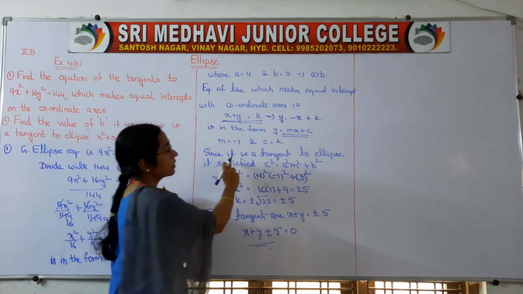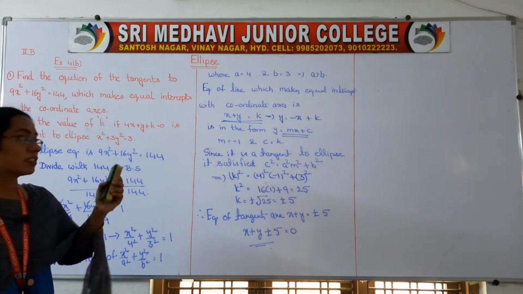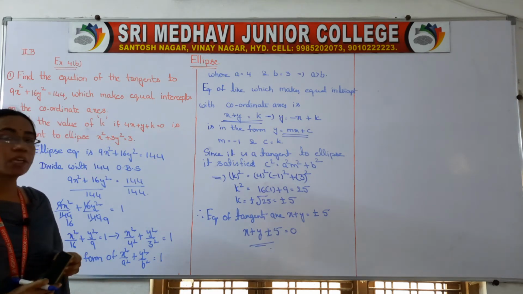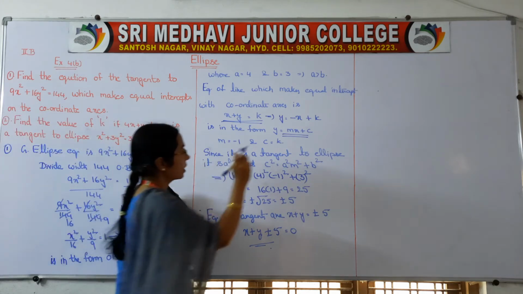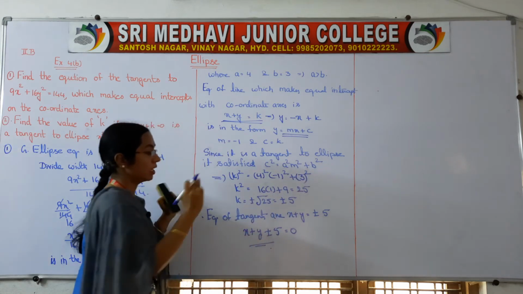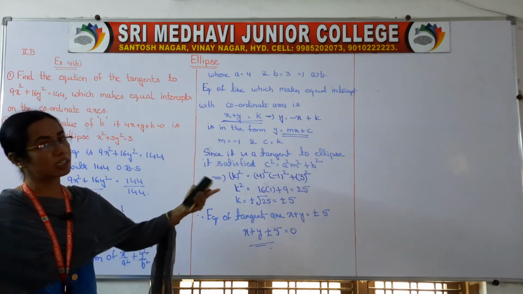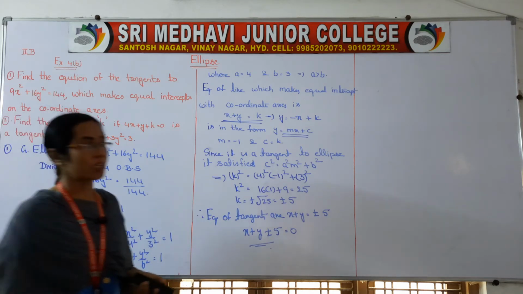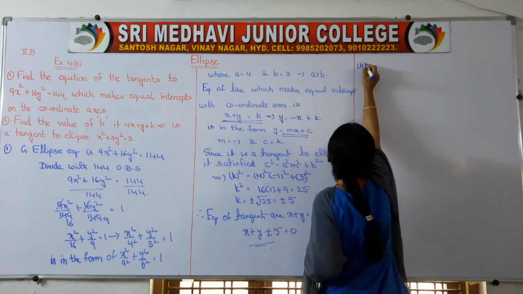Okay. So, since it is a tangent to the ellipse, it satisfies the condition c square is equal to a square m square plus b square. So, substitute k in c's place, a square m square plus b square, you will get your k value. Once we get the k value, substitute it, you will get your answer. Okay. So, next come to the second question.